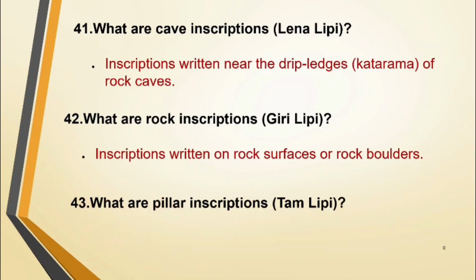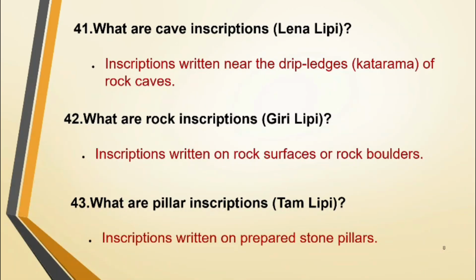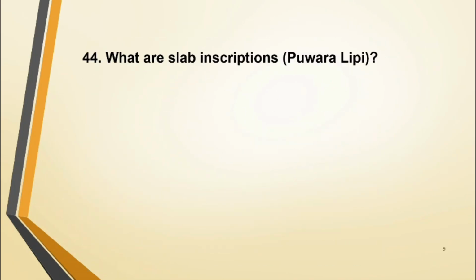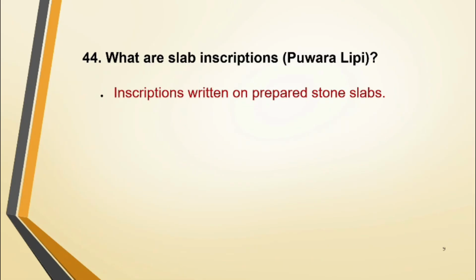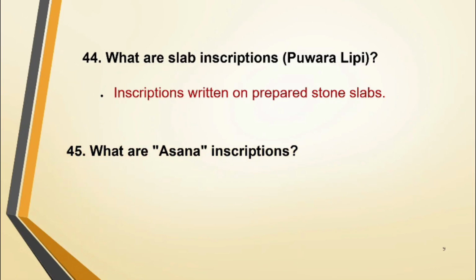Question number 43. What are pillar inscriptions? That is called Tamlipi. Inscriptions written on prepared stone pillars, that is called pillar inscription. Right. Question number 44. What are slab inscriptions? Another word, Puvarulipi. That is called Puvarulipi. Inscription written on prepared stone slabs. Those are called slab inscriptions.